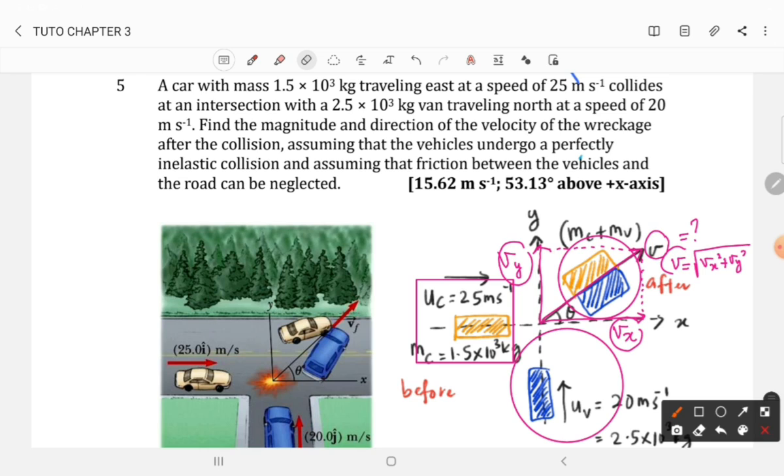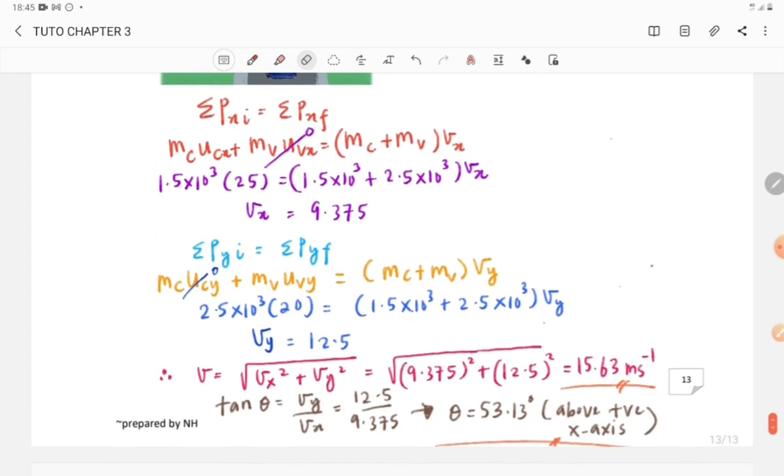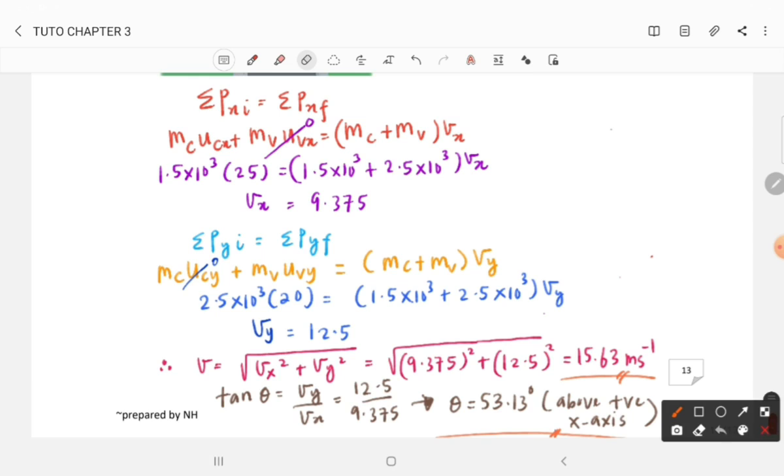So to get this magnitude of v, first we need to find the value of vx. Next, we need to find the value of vy. And finally, you will get the magnitude of v by using the Pythagoras theorem. So to get vx and vy, we need to apply the principle of conservation of linear momentum separately along x and along y. Why we need to apply separately along x and along y? Because this collision is known as two-dimensional collision. So we need to apply separately the principle of conservation of linear momentum along x and also along y.